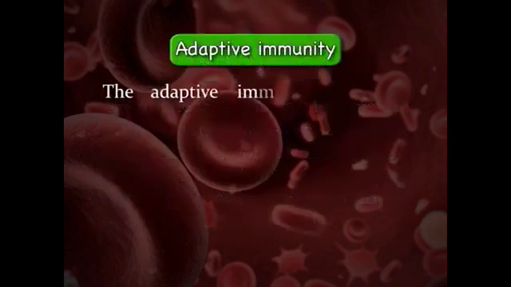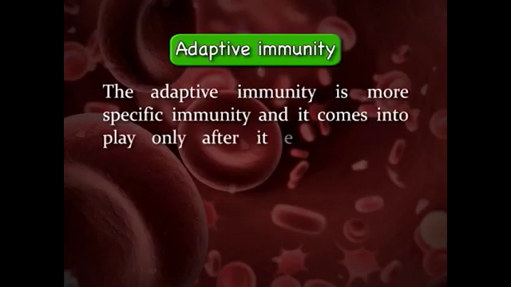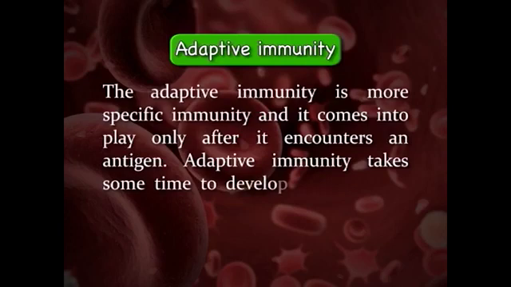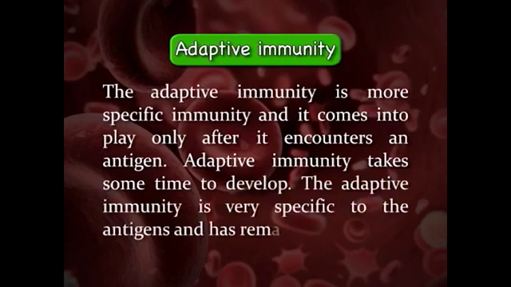The adaptive immunity is more specific immunity and it comes into play only after it encounters an antigen. The adaptive immunity is more specific to the antigen and has remarkable memory.